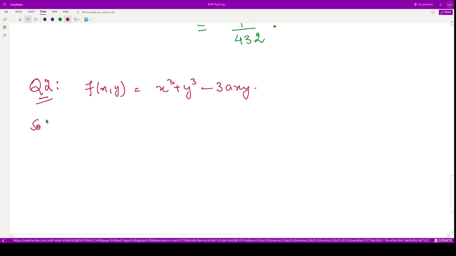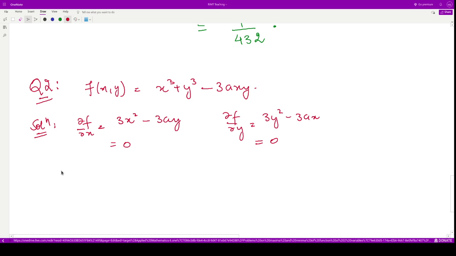So the first task would be to calculate del f by del x. That would be 3x square minus 3ay, right? And del f by del y, what would this be? 3y square minus 3ax. So we'll set this equal to 0 and this equal to 0. You take 3 common, so x square minus ay is equal to 0, and from here also you will have y square minus ax is equal to 0. So that means you have ay is equal to x square and you have ax is equal to y square.